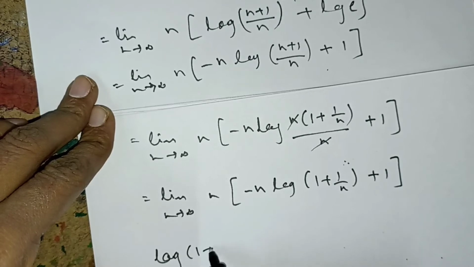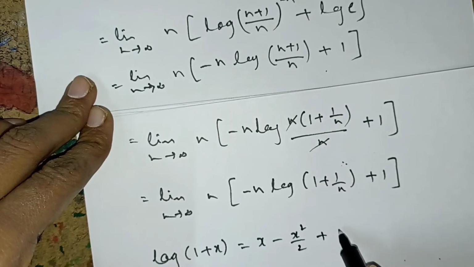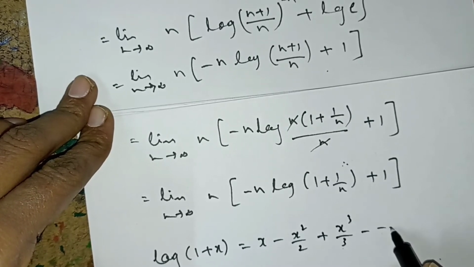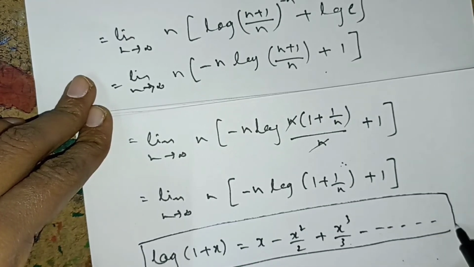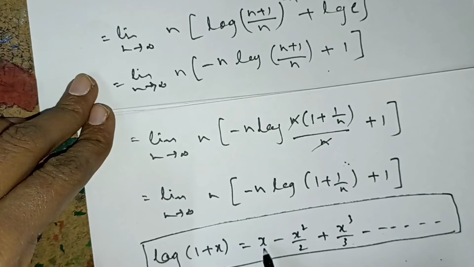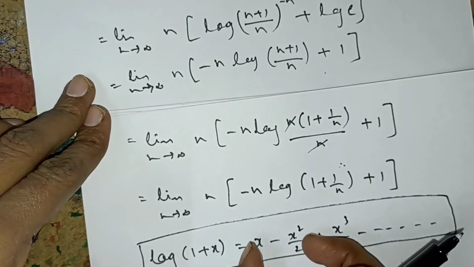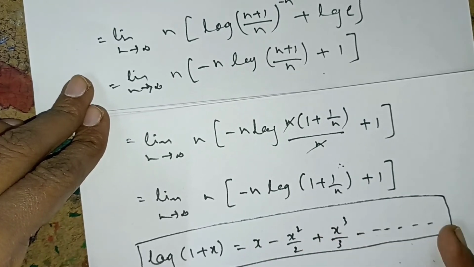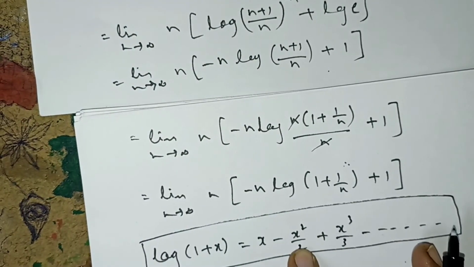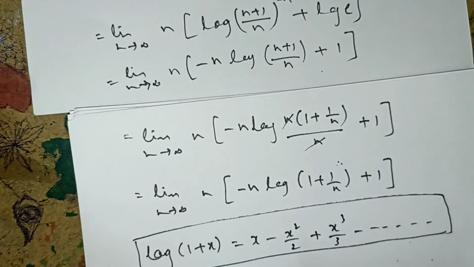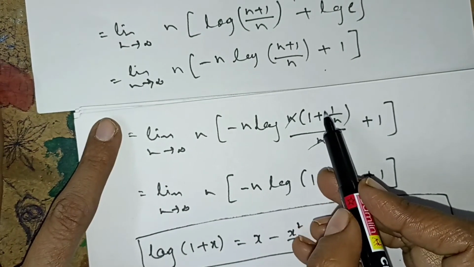Log of 1 plus x is equal to x minus x square by 2 plus x cube by 3 minus and so on. This is one formula of log of 1 plus x. You will get alternatively plus and minus starting with x. Now write the first two terms only because this is and so on. No need to write three terms. Only first two terms write down and put dot dot dot.